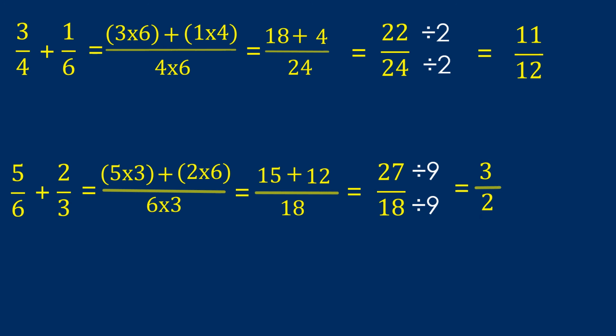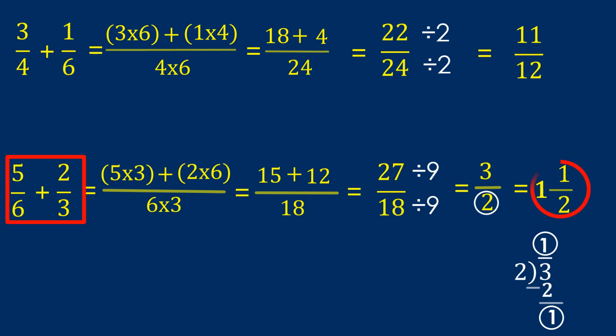To simplify this improper fraction to a mixed number, you have to divide the numerator 3 by the denominator 2. 2 goes into 3 one time. So, write the 1. And 1 times 2 is 2. Now, you have to subtract 2 from 3. Subtracting 2 from 3, you get 1 as the remainder. Now, first write the whole number answer 1. Next, write the denominator 2. And write the remainder 1 as the numerator over 2. So the answer of 5/6 plus 2/3 is 1 and 1/2.